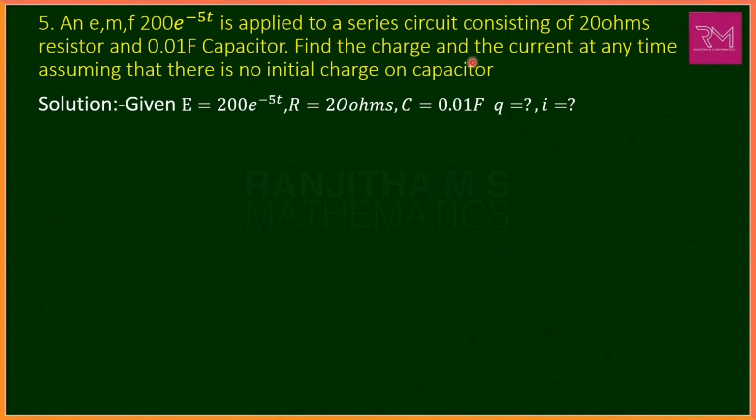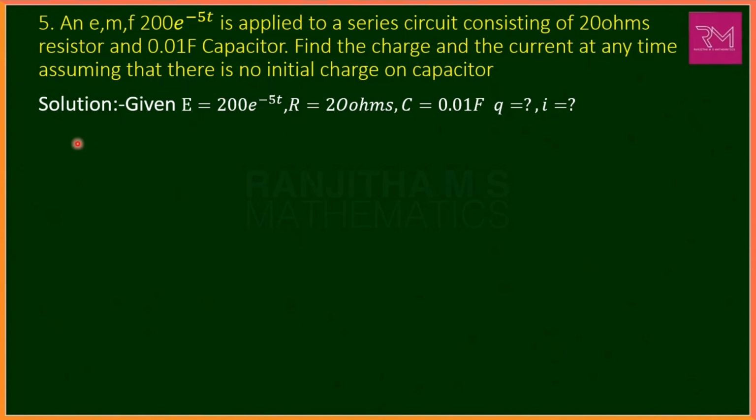Here we have to find the charge and current at any time, assuming that there is no initial charge on the capacitor. That means we have to find the electric charge Q and the current I. We assume there is no initial charge on the capacitor, that means initially the charge is 0. We have to find Q value and I value at any time t.